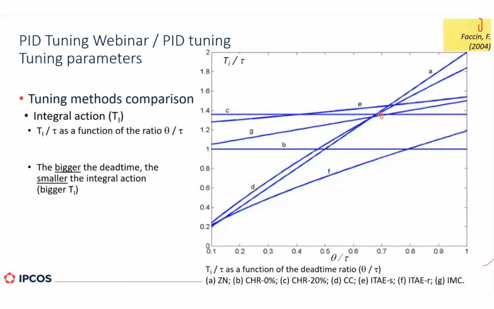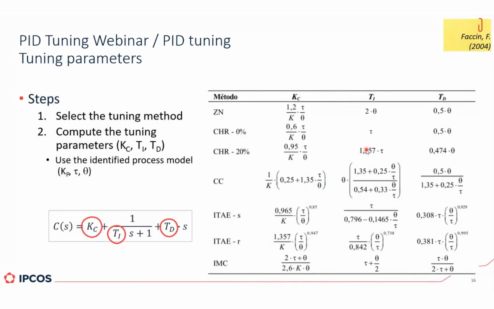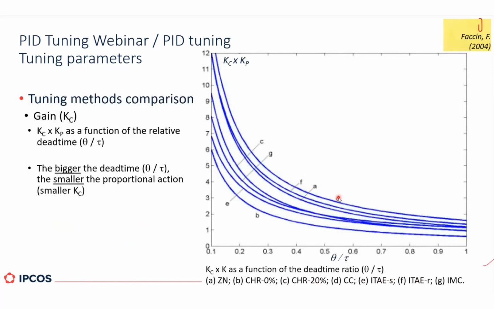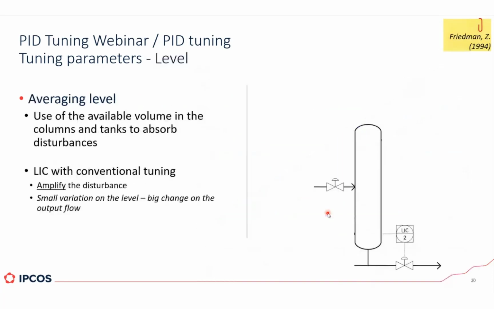So this is for you to see that when we see just a table like this, it's difficult to have a better or the best understanding of how these parameters change with the process model, right? And we can see that the responses can be, or at least the gain or the integral time that we calculate, they can change a lot depending on the rule that we are using, right? That's the message here.